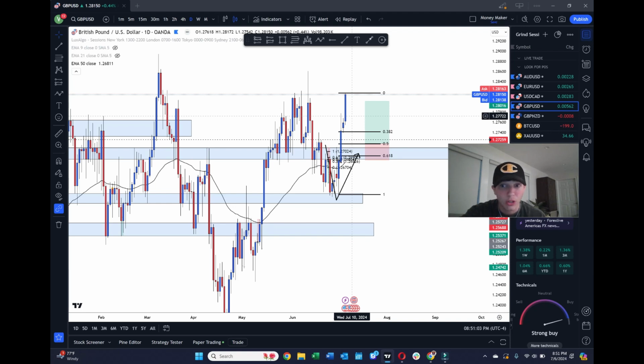I'm not really in a rush. We're not trying to force trades here. We just have to wait for the retracement, wait for it to come back into our market structure, into our area of interest, before we feel the trade has a high probability of continuing bullish.